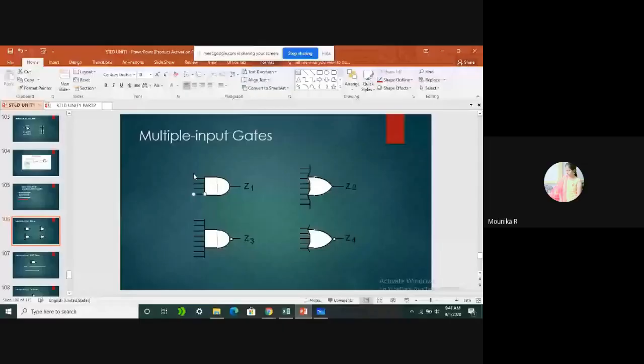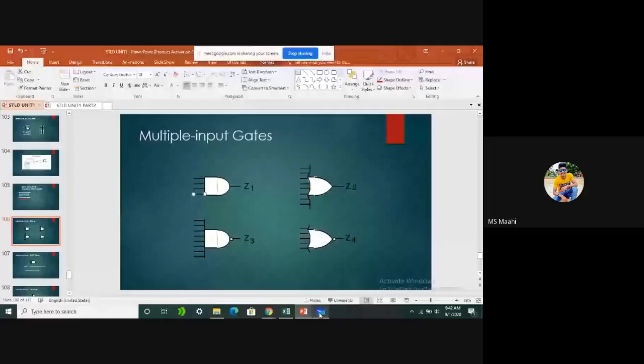Just like here in the first diagram, we are having 4 inputs and a single output. So with 4 inputs, how many combinations will be there at the input section? Input combinations? 2 power n. Here n is 4, so 2 power 4. What is the value of 2 power 4? 16. Very good. So if you provide 4 inputs at the gate, we will be having 16 combinations.